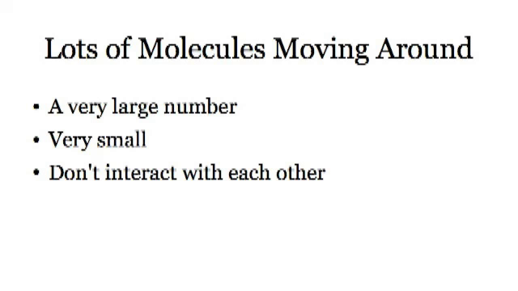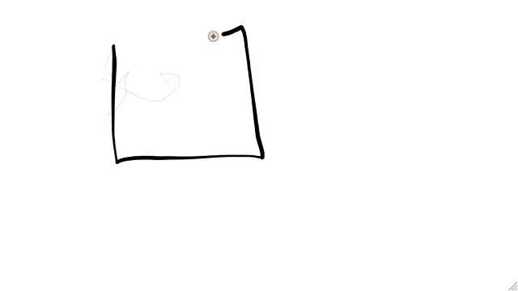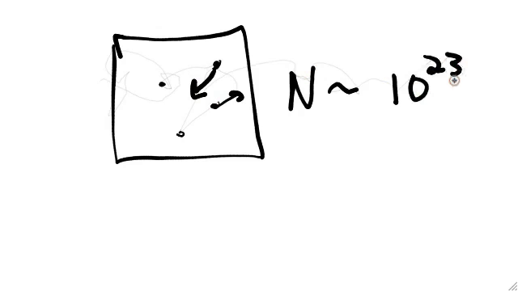Okay, so enjoy. An ideal gas consists of a very large number of very small molecules moving around in some kind of container which don't interact with each other at all. This container has some volume, V, which we call the volume of the gas, and the bouncing molecules exert a pressure on the walls of the container, which is the pressure of the gas. The number of molecules is really very large, 10 to the 23 being a typical number.